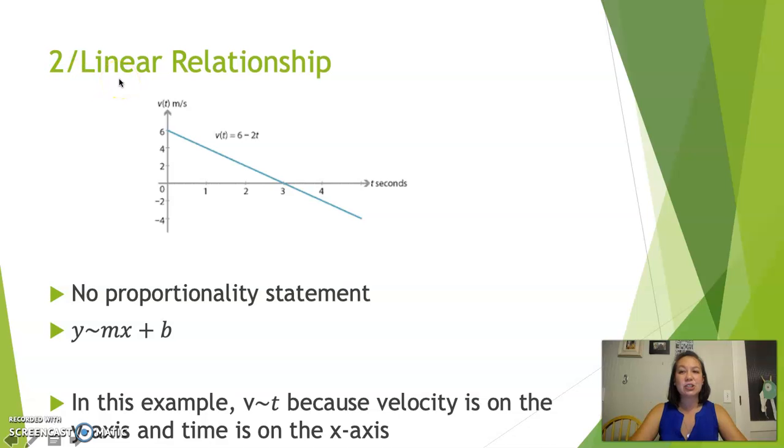2 is a linear relationship. A linear relationship still has a slope, could be positive or negative, but notice that a linear relationship does not go through the origin, and therefore I can make no proportionality statement about it. Obviously, this is in the form y equals mx plus b, but when I write the proportionality equation for this, I'm just going to, for now, leave out the slope and leave out the y-intercept. So in this case, y is still proportional to x. In this case, velocity is on the y-axis, so v is proportional to t.